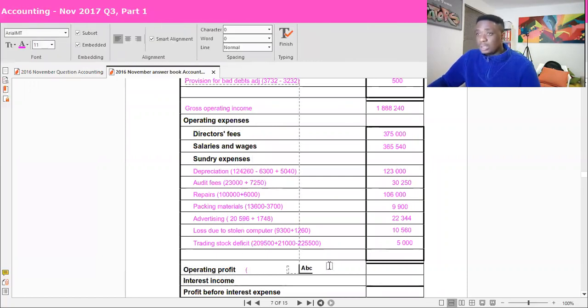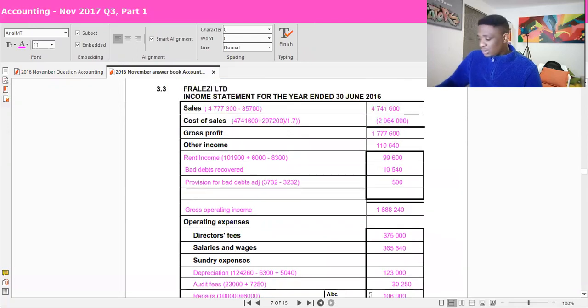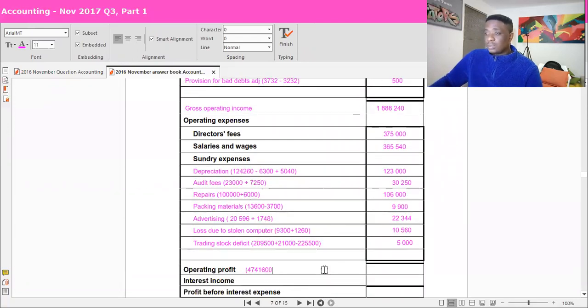We'll just take the sales. The sales is 4,741,600, multiplied by 15%, and then you will get an amount of 711,240.